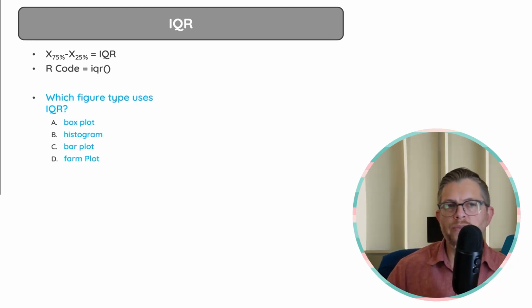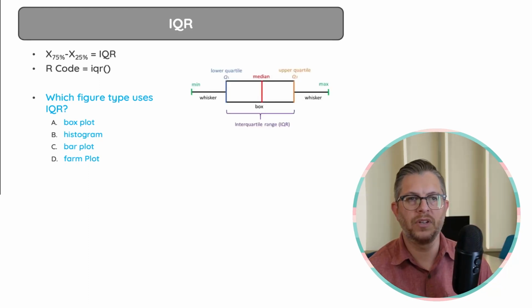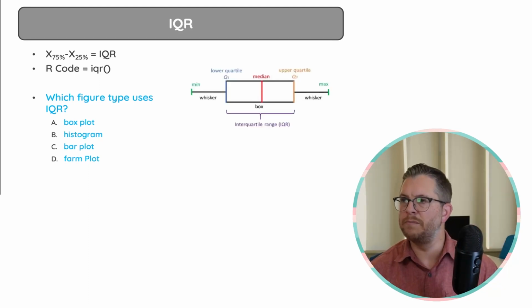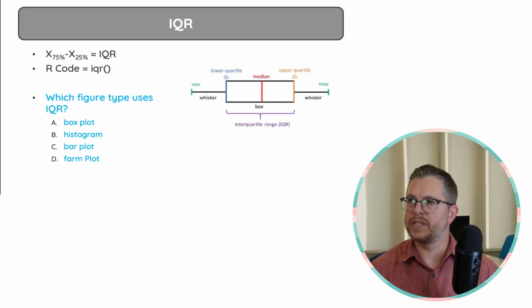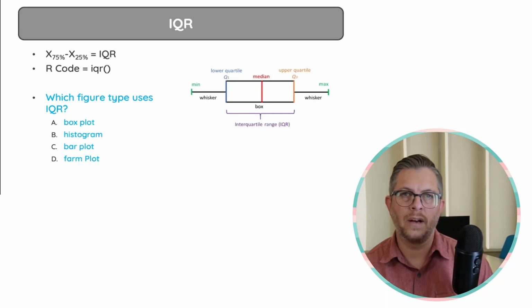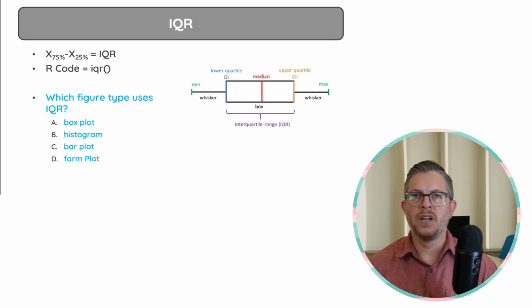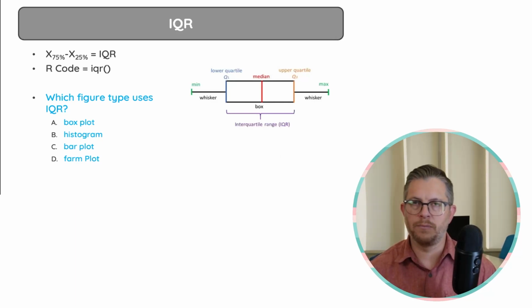Which figure type uses IQR? And that would be A, the box plot. You can see that here. We have the box with the median, the lower and upper quartile, min and max, and sometimes you'll even see outliers outside of the box. You'll often see outlier data points as single dots.